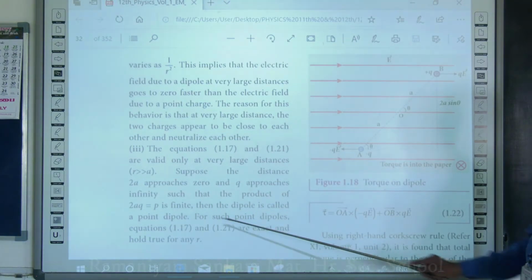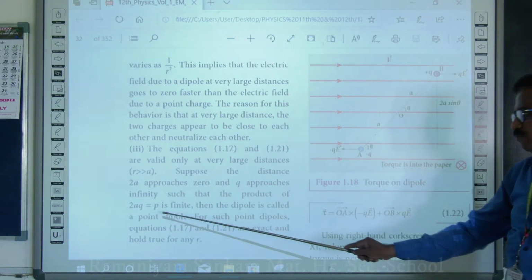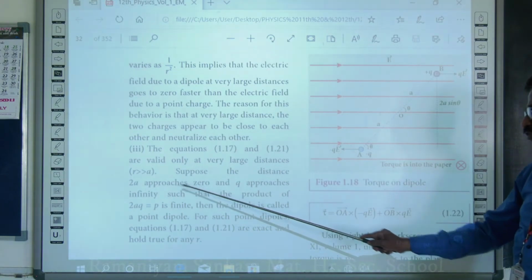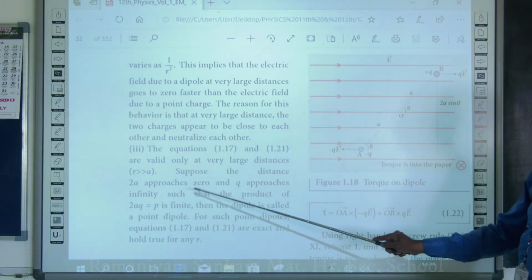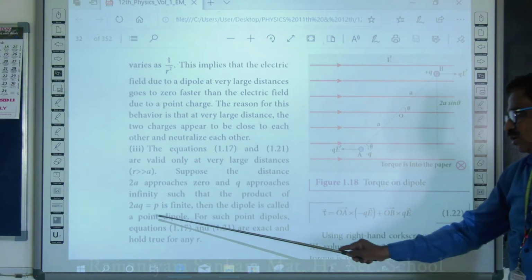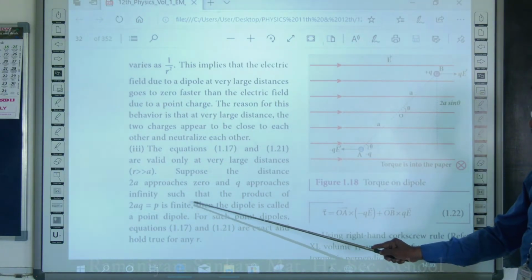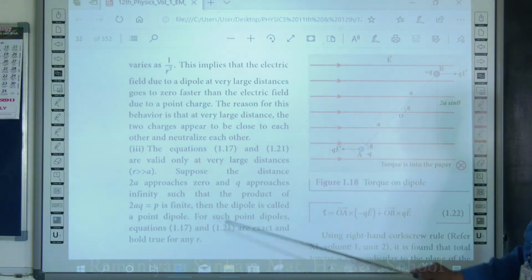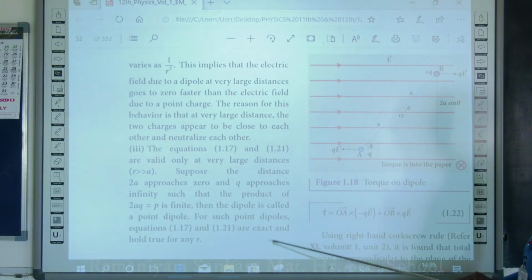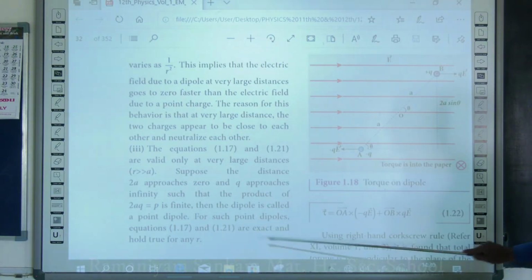Then the dipole is called a point dipole. So what do you mean by point dipole? When 2a equals 0, the distance between minus q and plus q is 0, then it is called a point dipole. What do you mean by that? They coincide. For such point dipoles, the equations are exact and wholly true for any r.